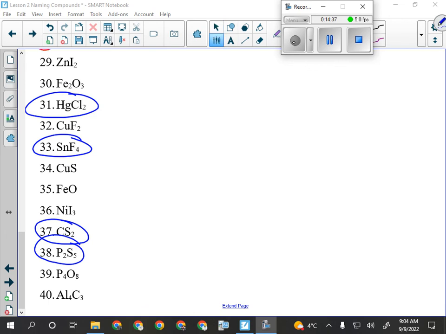So for number 31, we should have mercury, and this would be the mercury with the 2+, but I'll show you how I get that in a minute. Chloride. So I write the names, then I go back here and go, okay, chlorine is a -1, and there are 2 chlorines. That means that this mercury must be a 2+, Roman numeral 2 in the name. Okay, always be on the lookout for that.